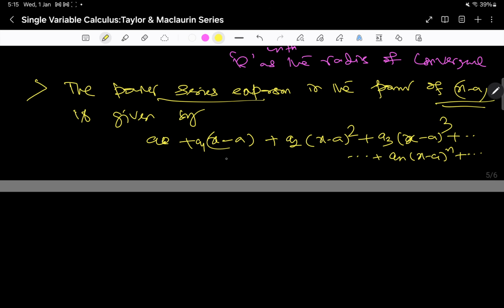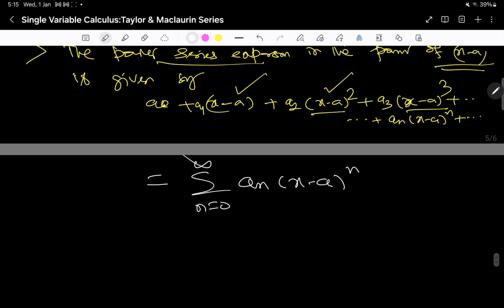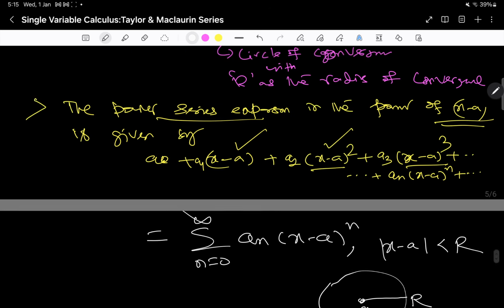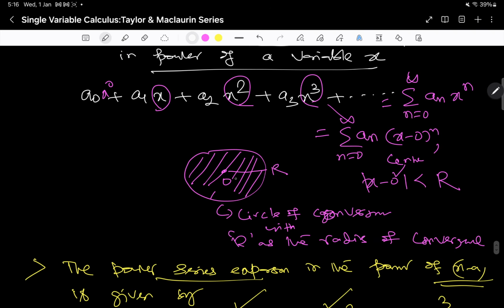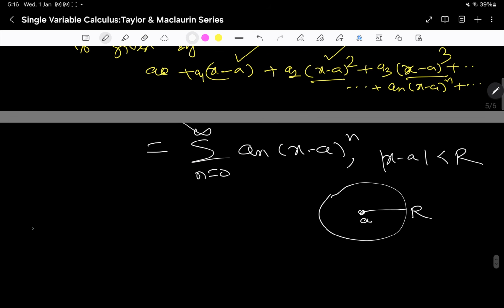It is a0 + a1(x − a) + a2(x − a)² and so on. So it is expressed in the power of x − a, and I can write it as summation of an (x − a)^n with n = 0 to infinity. The moment I say this, there must be a circle of convergence |x − a| < r. That means this series will converge within a circle with center at a and radius r. Here the center is at the origin, and here the center is at a. Now how to find the radius of convergence?